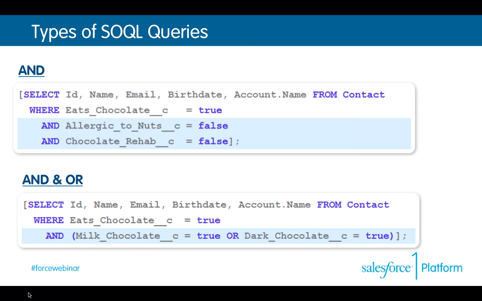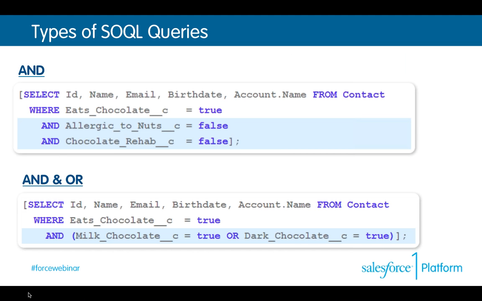Okay, moving on. Usually in your report filters, you're going to have multiple filters at the same time, and you can do this in SOQL as well. So here we have 3 filters. We have where they must eat chocolate, they can't be allergic to nuts, and they can't be in chocolate rehab.